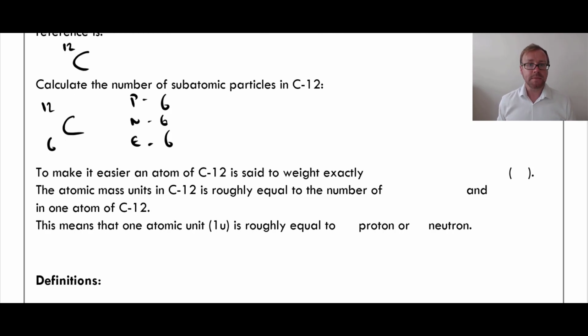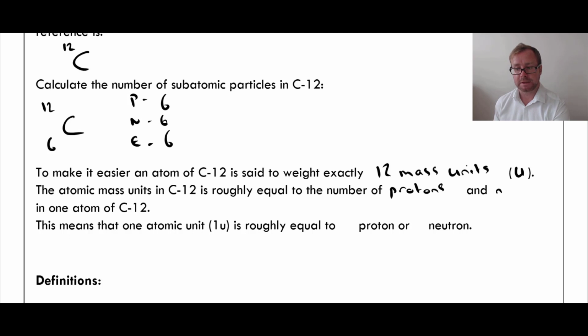To make it easier, an atom of carbon-12 is said to weigh exactly 12 mass units, given the symbol U. The atomic mass units in carbon-12 is roughly equal to the number of protons and neutrons in one atom of carbon-12. This means that one atomic mass unit is roughly equal to 1 proton or 1 neutron. So that's just a bit of background information.